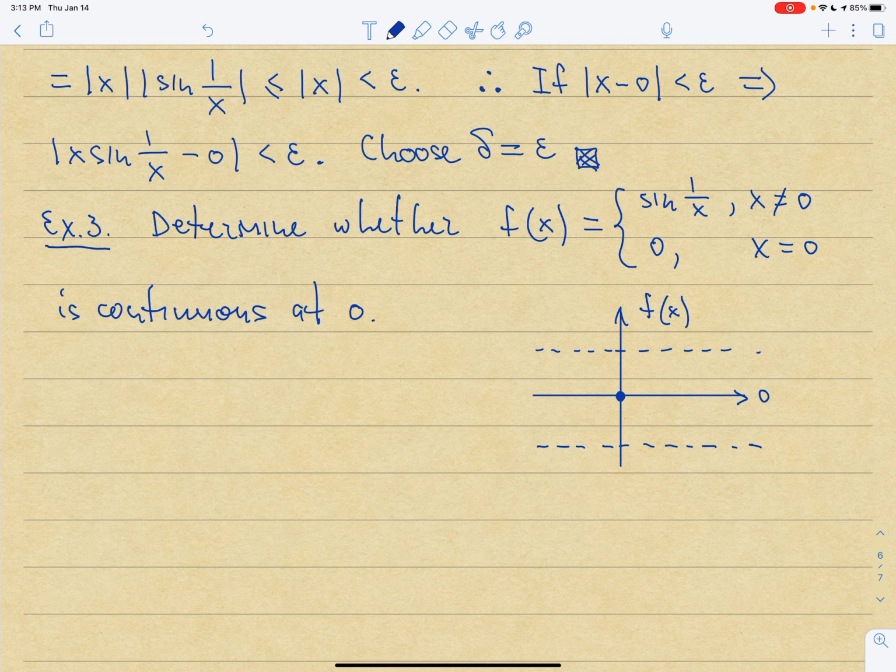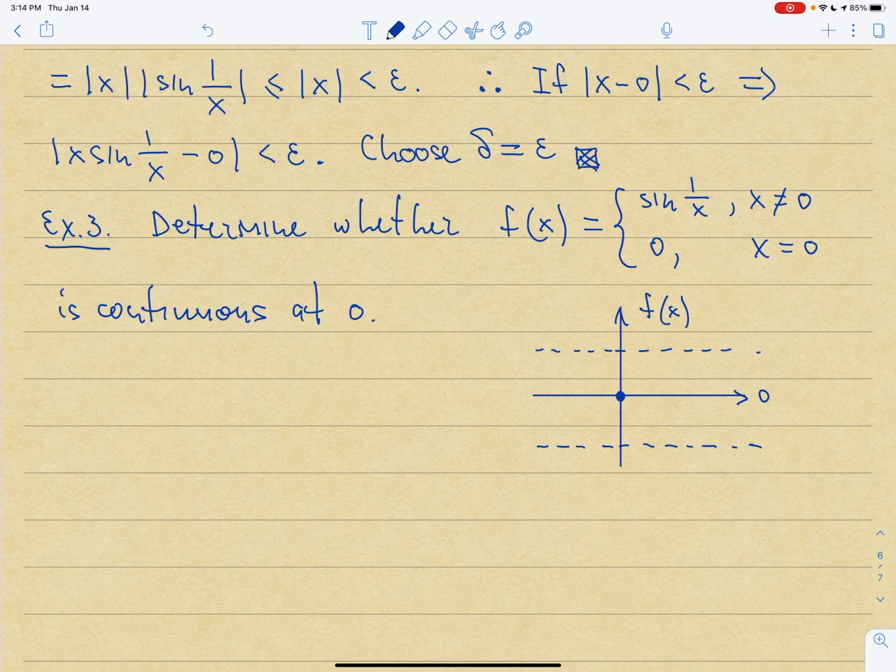Okay, slightly better. Now, if I look at a value of 1 over x, when x goes to infinity, 1 over x goes to 0, so sine of 1 over x goes to sine of 0, which is 0. So that means that at infinity, this function will have a horizontal asymptote of 0. And at minus infinity, it will have a horizontal asymptote 0 as well, because the limit of 1 over x when x goes to minus infinity is still 0.